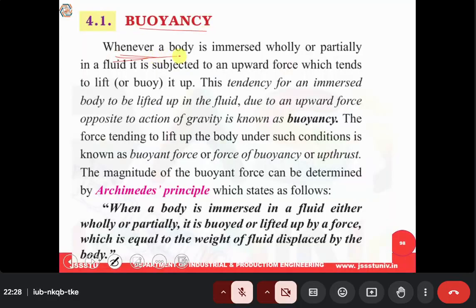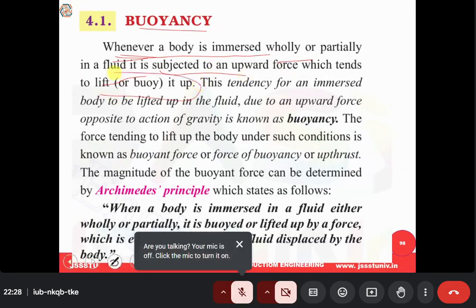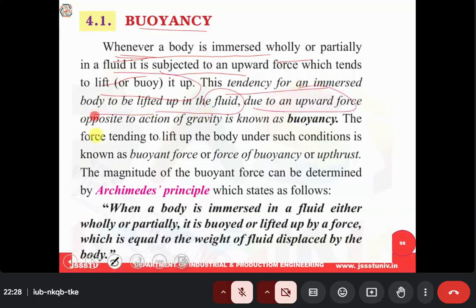Whenever a body is immersed wholly or partially in a fluid, it is subject to an upward force which tends to lift it. The tendency of an immersed body to be lifted up, due to an upward force opposite to the action of gravity, is known as buoyancy.